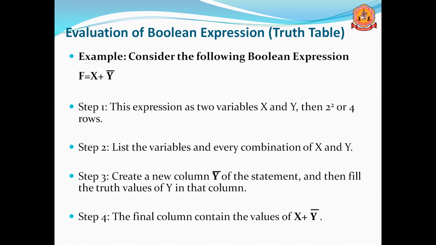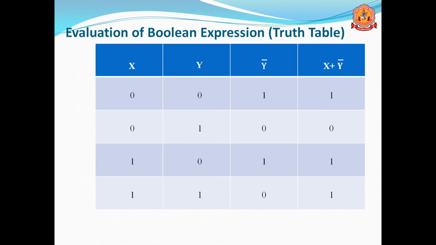You know how we can use a NOT operator, so we have to write y dash based on y. Then the final column contains the values of x plus y dash. Here you will see the truth table for x plus y dash. Here I told you first you have to list the number of variables. Two variables are required, x and y. If two variables are present, a total of 4 rows are required. You can see the 4 rows other than the heading.